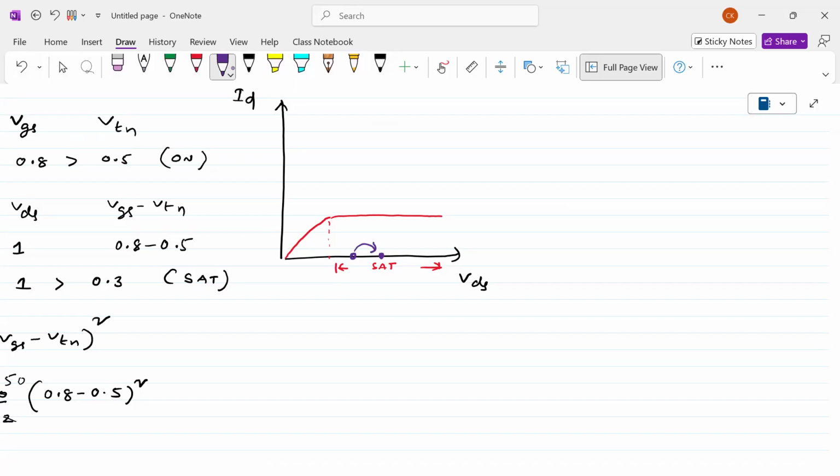Then definitely you are in the saturation region. In the saturation region of a long channel MOSFET, the current is constant. It is not at all changing. That's what you have to remember. If I ask you at what value of VDS will it enter into the linear region?